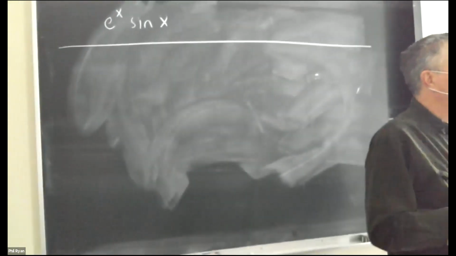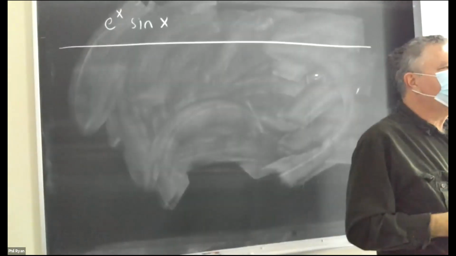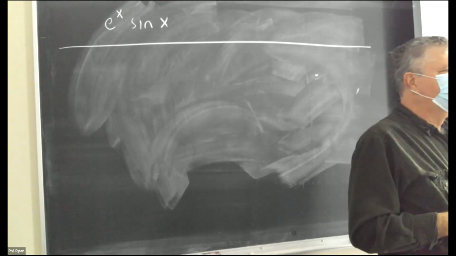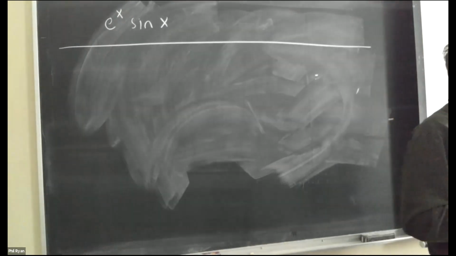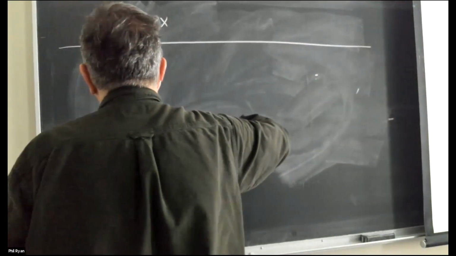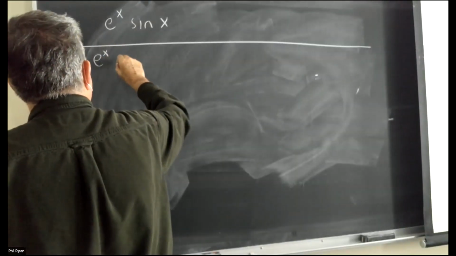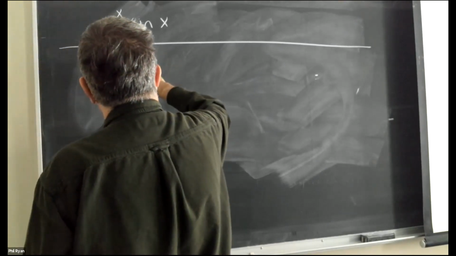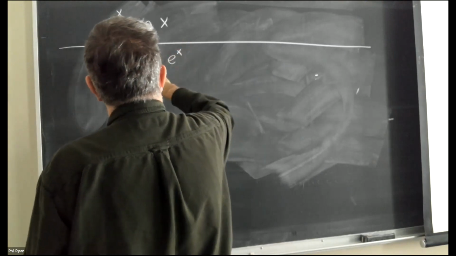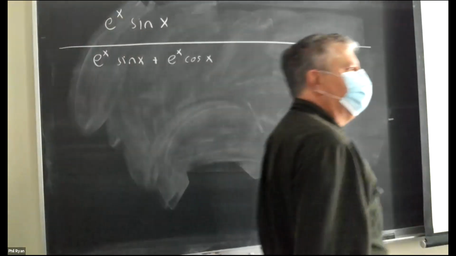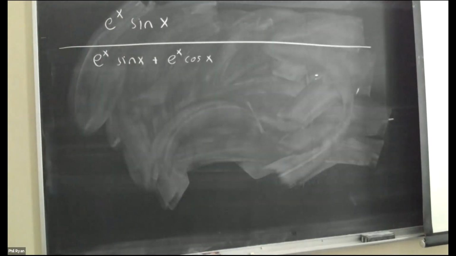Okay, so how's the function put together? It's a product. So you use the product rule. So this is just how you do it. You just figure out, okay, this is that times that. So we just use the product rule. So it's the derivative of e to the x, which is e to the x, times sine x, plus e to the x times the derivative of sine x, which is cosine x. No problem.